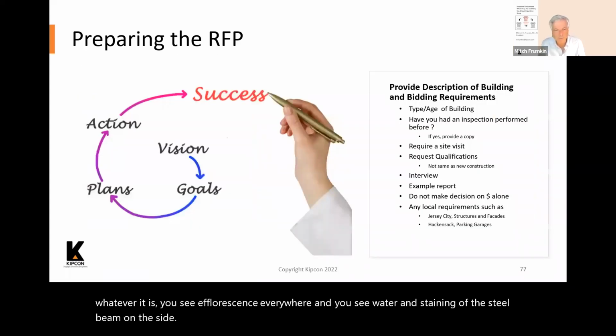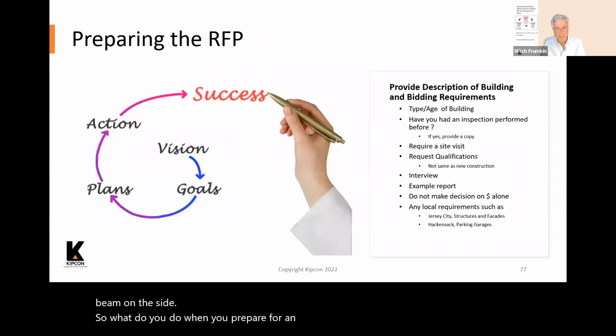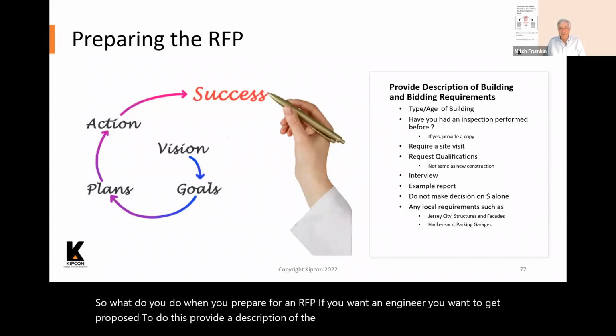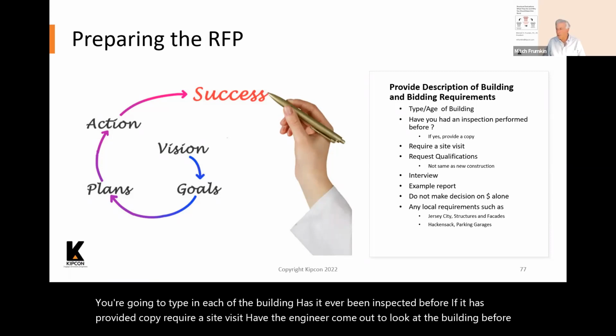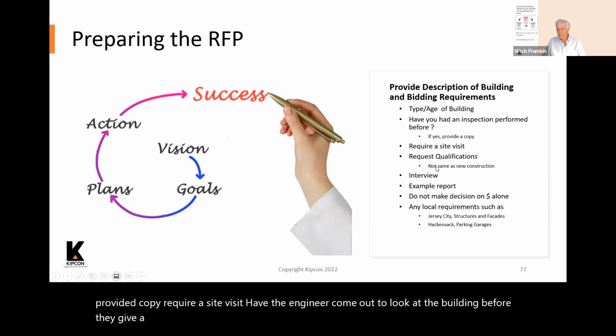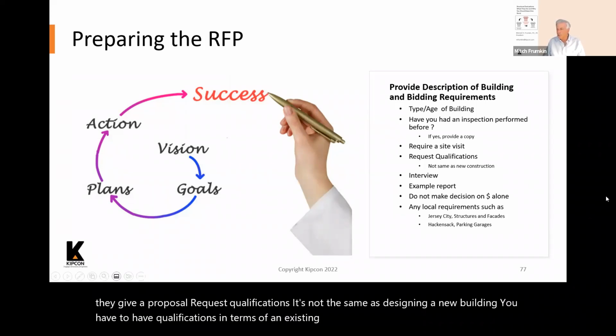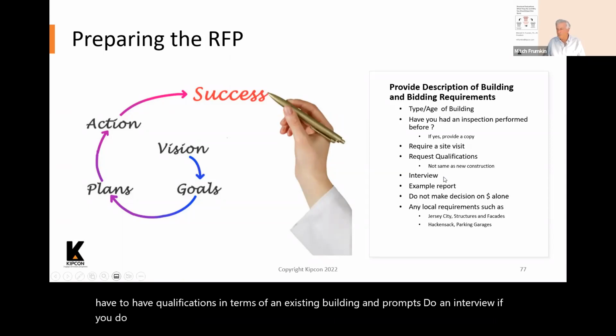So what do you do when you prepare for an RFP? If you want an engineer, you want to get proposals to do this. Provide a description of the building and the bidding requirements, the type and age of the building. Has it ever been inspected before? If it has, provide a copy. Require a site visit. Have the engineer come out to look at the building before they give a proposal. Request qualifications. It's not the same as designing a new building. They have to have qualifications in terms of existing buildings, and bonds. Do an interview. If you do an interview with somebody, you'll feel much more comfortable. Ask for an example report to take a look.